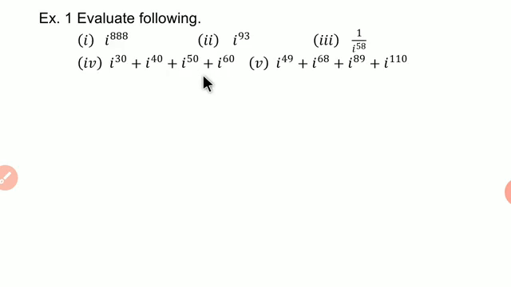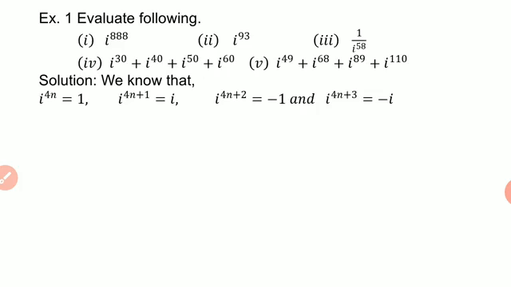Now to evaluate all these, we use powers of i. The concept, powers of i. In that we generalize one result. That result is i raised to 4n is equal to 1, i raised to 4n plus 1 is i, i raised to 4n plus 2 is equal to minus 1, and i raised to 4n plus 3 is equal to minus i. We use these results to evaluate these examples. So we evaluate one by one.